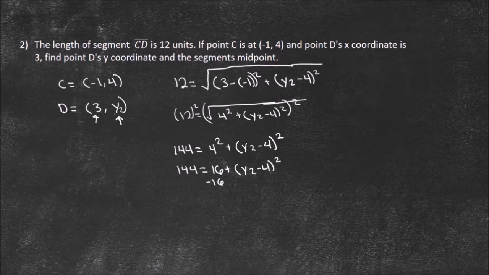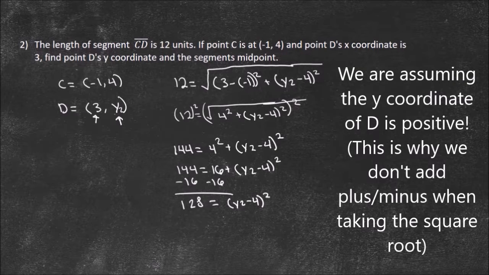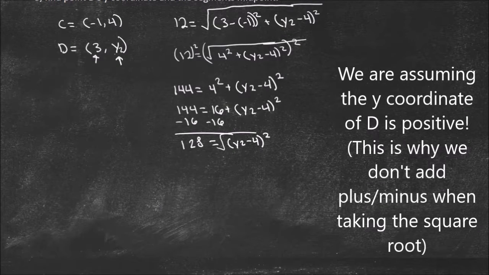Subtract 16 from both sides. I will be left with, what, 128, I believe, equals y2 minus 4 squared. So now I need to figure out what y2 minus 4 has to equal, well, squared. So I'm going to take the square root of both sides so I can just get y2 minus 4 by itself. So the square root of 128, now that got rid of the squared, just like they canceled out up there, they cancel out down here, equals y2 minus 4.